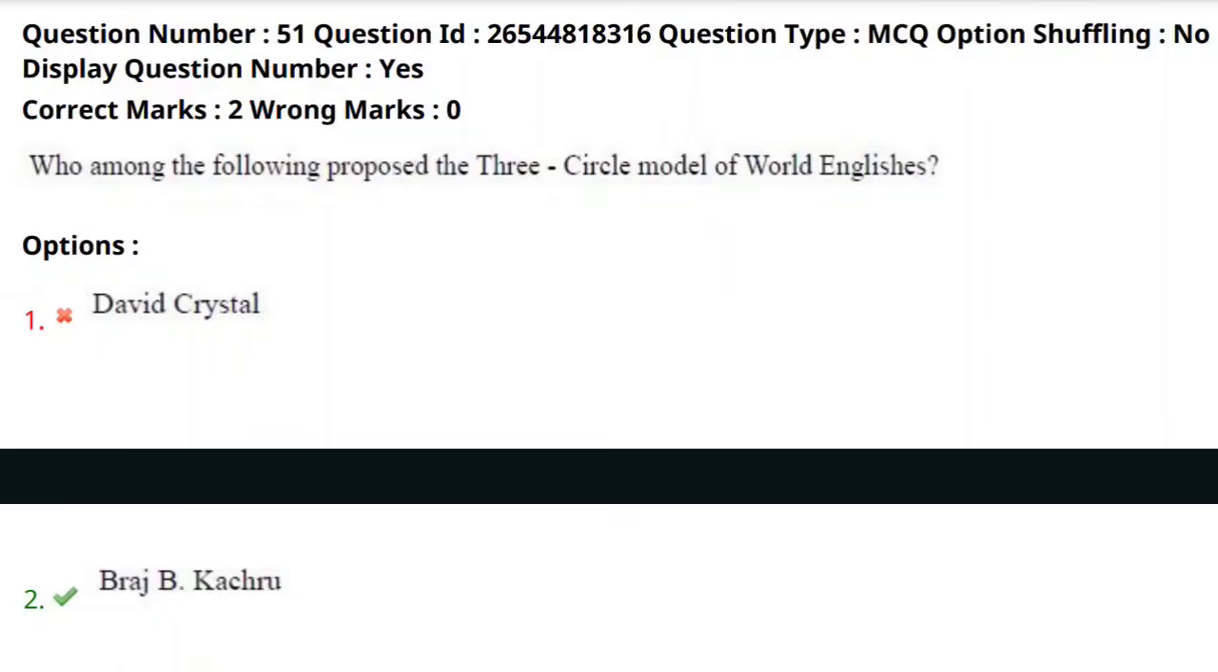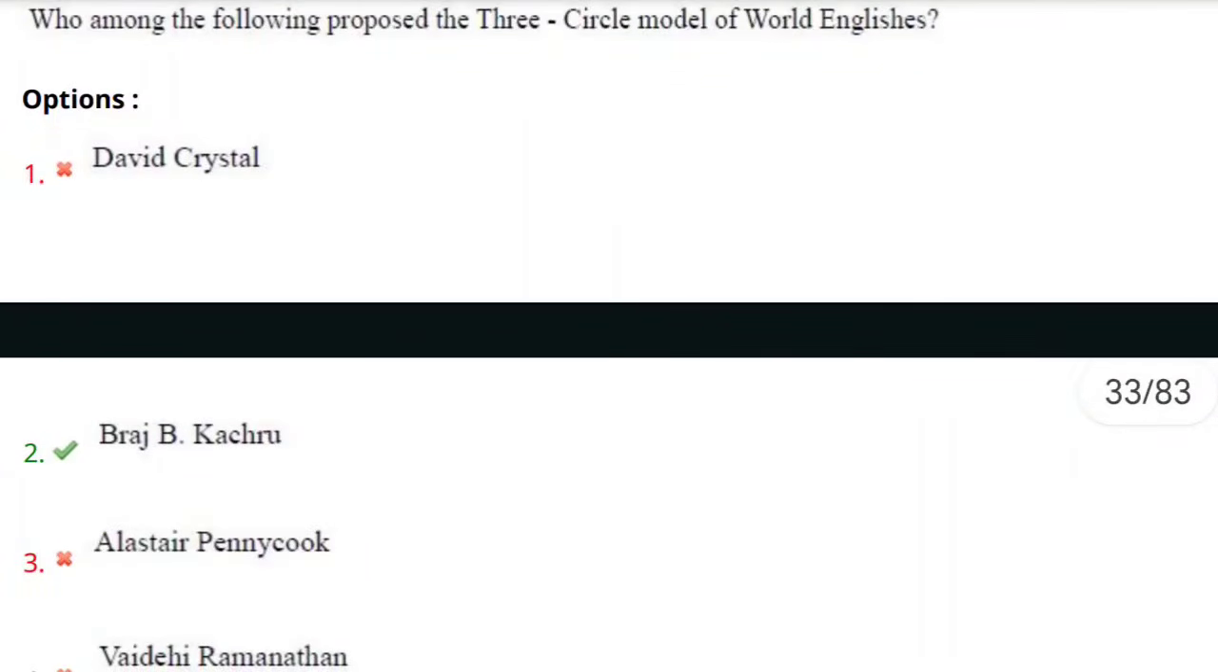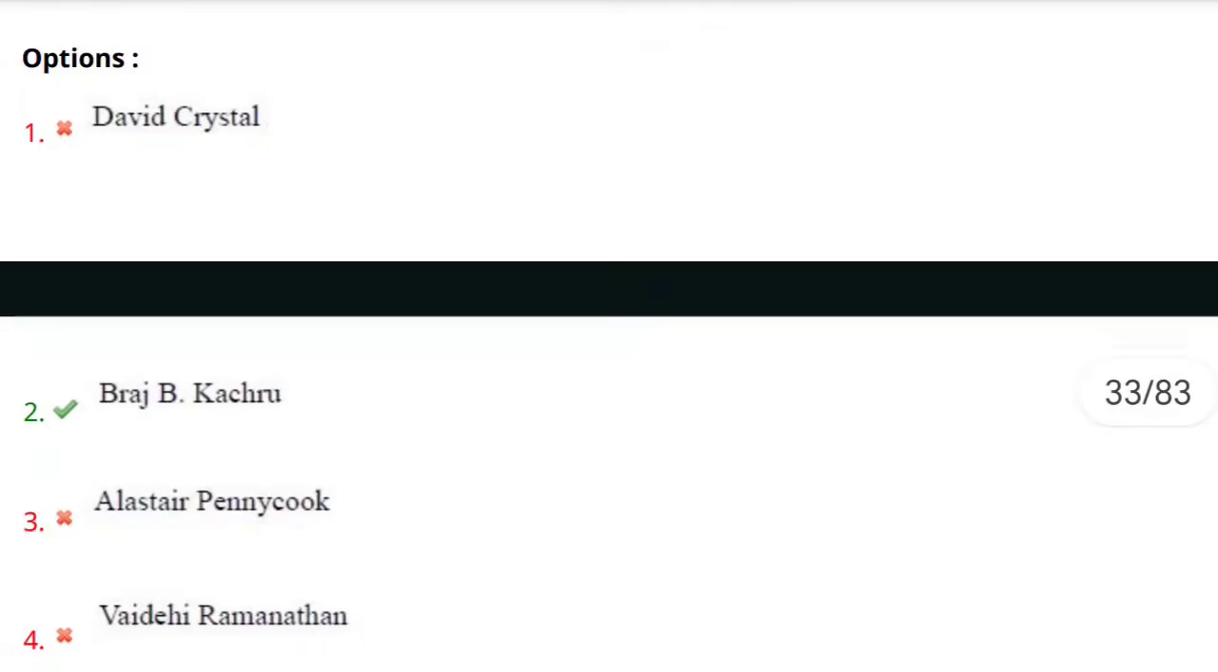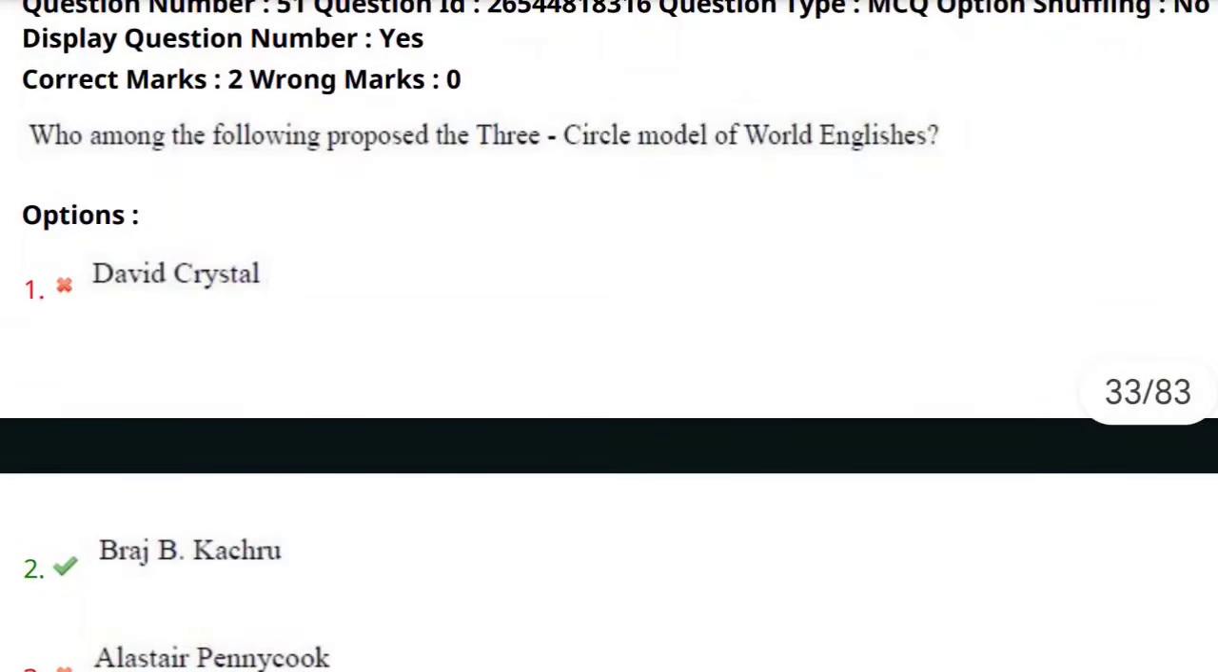Here you can see the options: David Crystal, Braj B. Kachru, Alastair Pennycook, Vaidehi Ramanathan. The correct answer here is Braj B. Kachru. He is also known as Braj Kachru. So Braj B. Kachru proposed the three-circle model of world Englishes, and the correct answer here is the second option. If we go into details of the three-circle model, he proposed three circles of world Englishes: the inner circle, outer circle, and expanding circle.